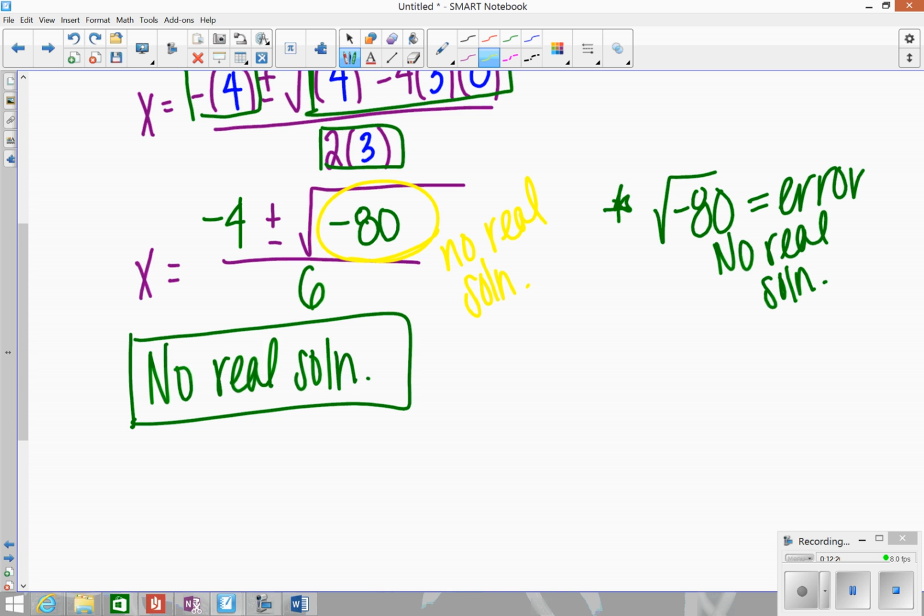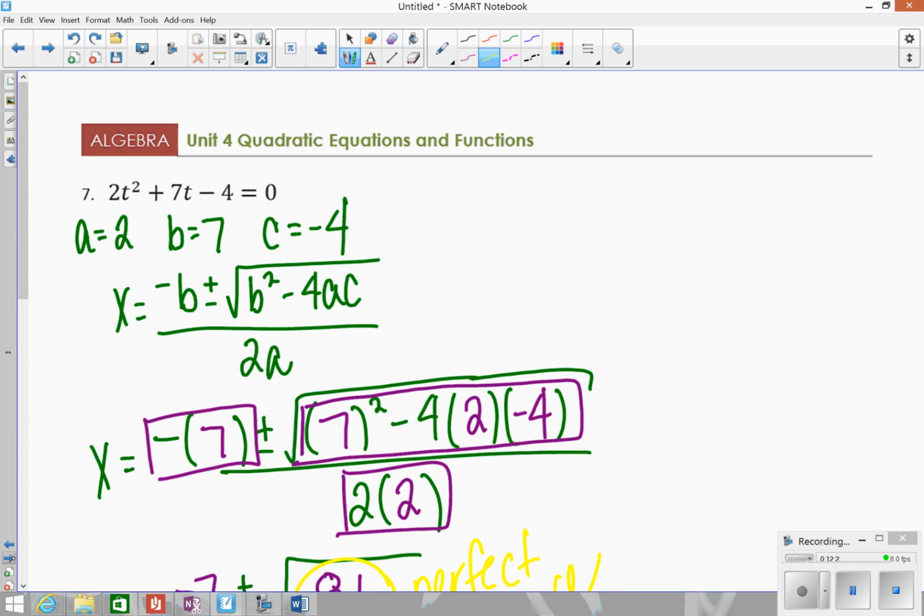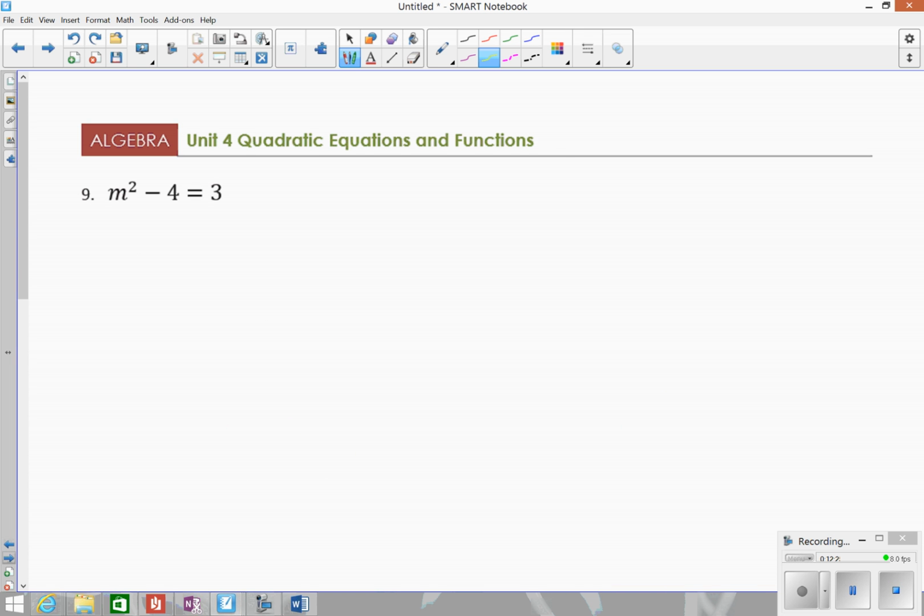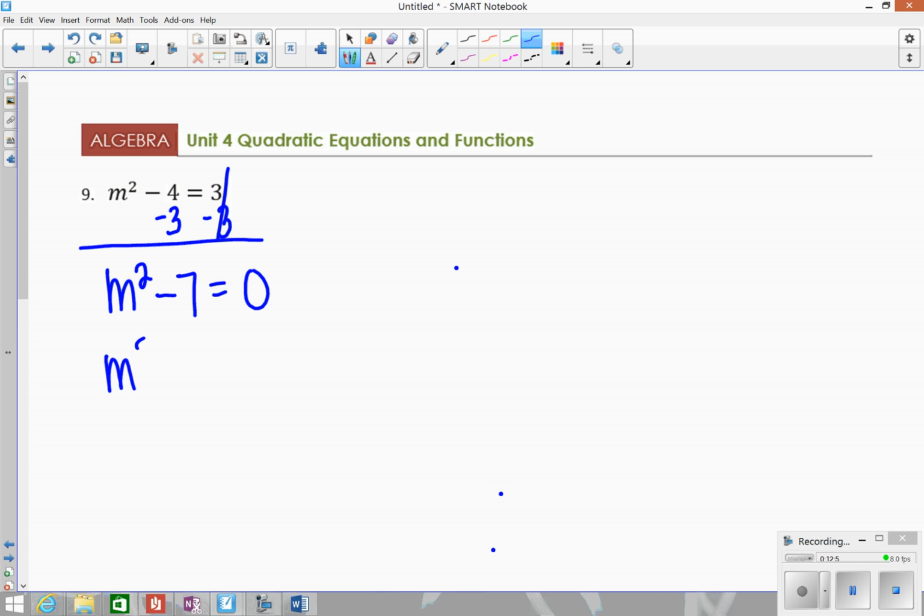All right, so I think we have one more to do that looks a little bit different, so let's go to that one. So number 9 is our last one. And first thing you want to do is you want to get this equal to 0. So I'm going to subtract 3 from both sides. So I get m squared, and this time I can actually combine these because these are just numbers. So negative 4 minus 3 gives us minus 7 equals 0. So those cancel. So what's missing here is our middle term. So this is really m squared plus 0 times m minus 7 equals 0.